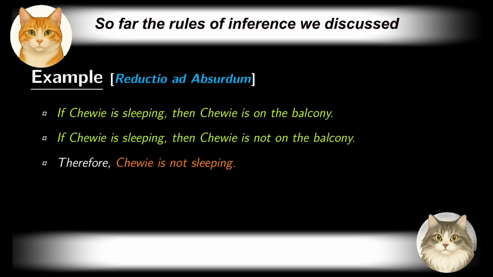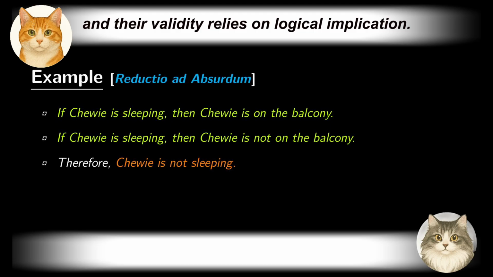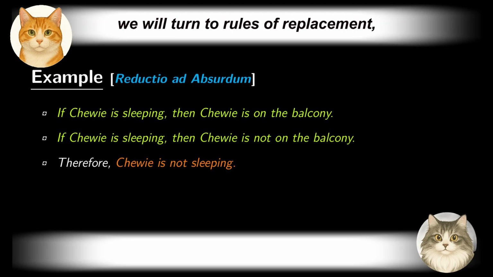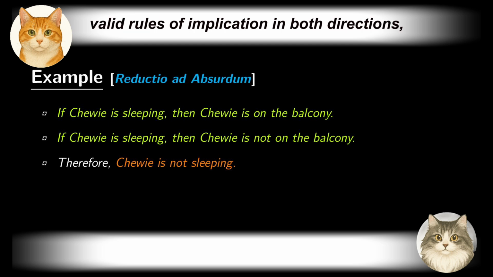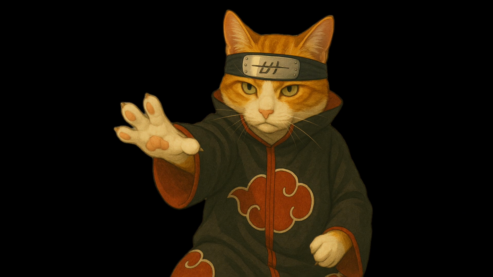So far, the rules of inference we discussed have been essentially rules of implication. That is, they operate in one direction, and their validity relies on logical implication. In the next session, we will turn to rules of replacement, which can be viewed as valid rules of implication in both directions and are naturally related to logical equivalence.